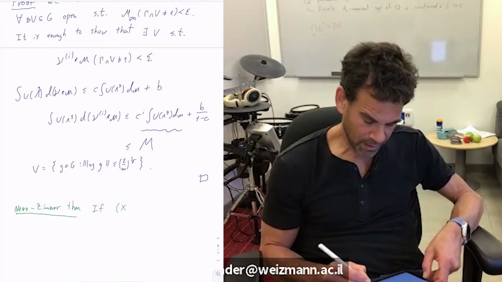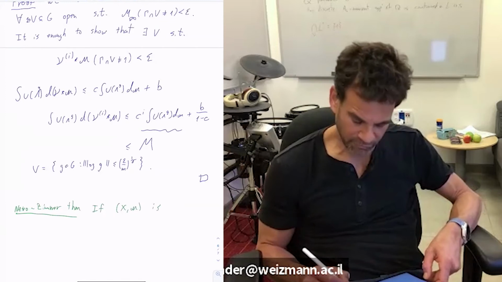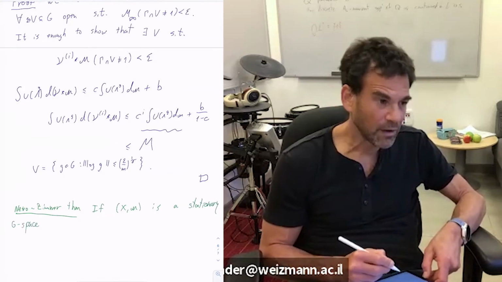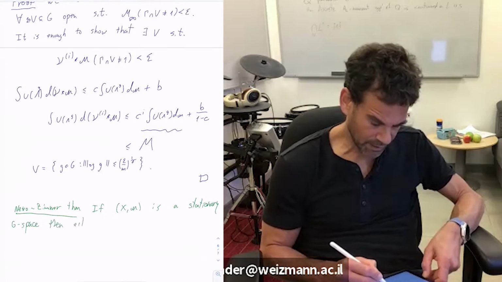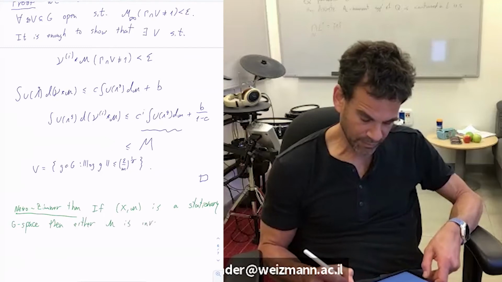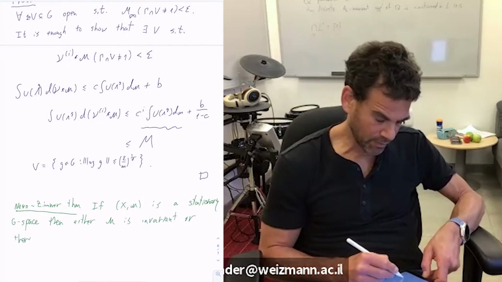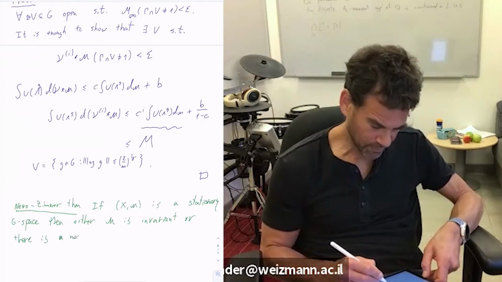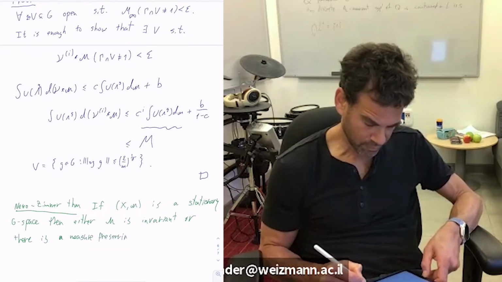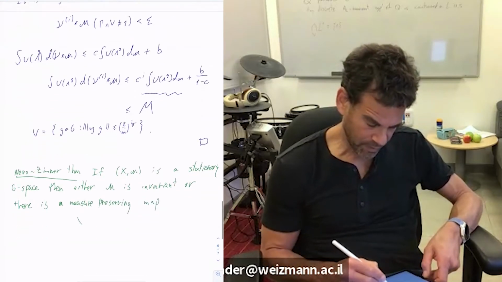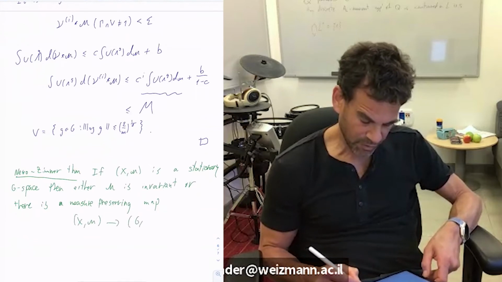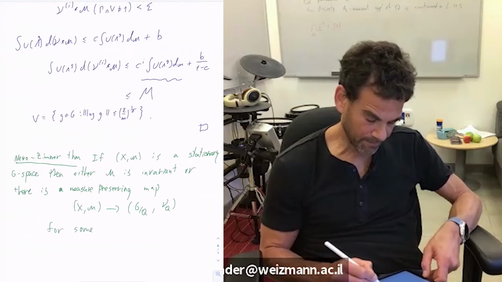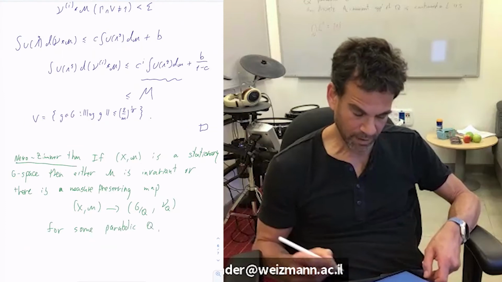So if (X, mu) is a stationary G-space, then either mu is invariant, or there is a parabolic factor, a measure-preserving factor map from (X, mu) to G mod Q, with the stationary measure here, for some parabolic Q. So this is the Nevo-Zimmer theorem.